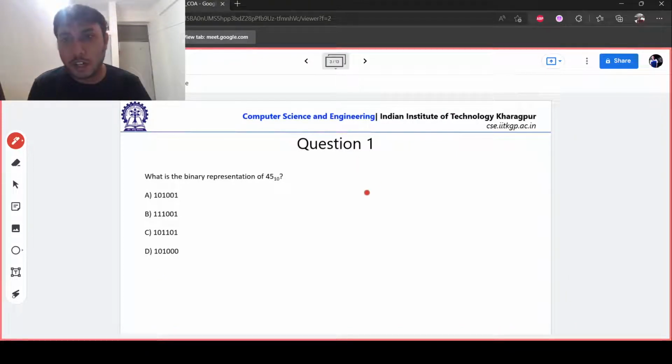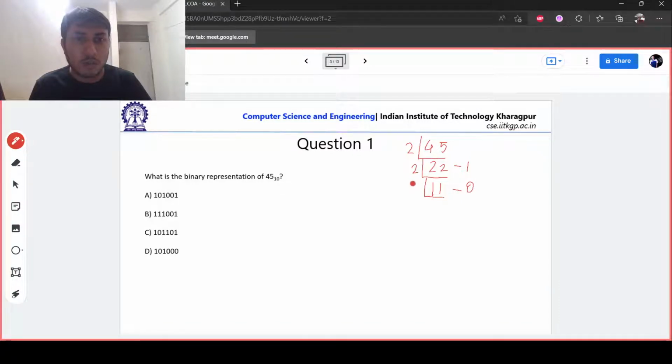The first question is, what is the binary representation of decimal number 45? So we'll use the standard formula method to do it. 45 divided by 2: the quotient will be 22 and the remainder will be 1. Then we will again divide 22 by 2. The quotient will be 11 and the remainder will be 0.